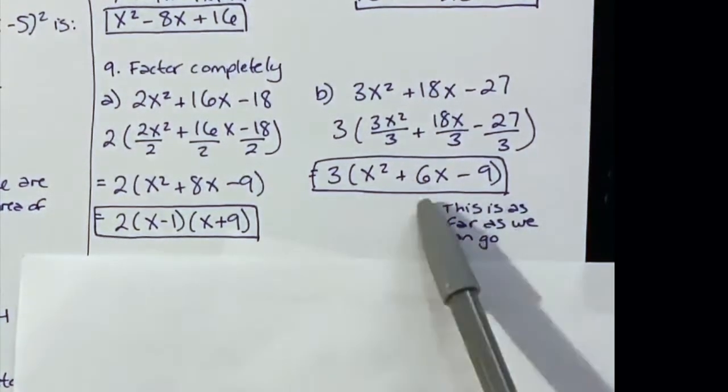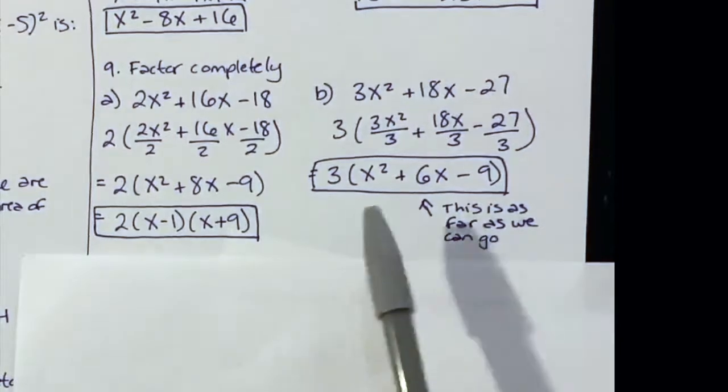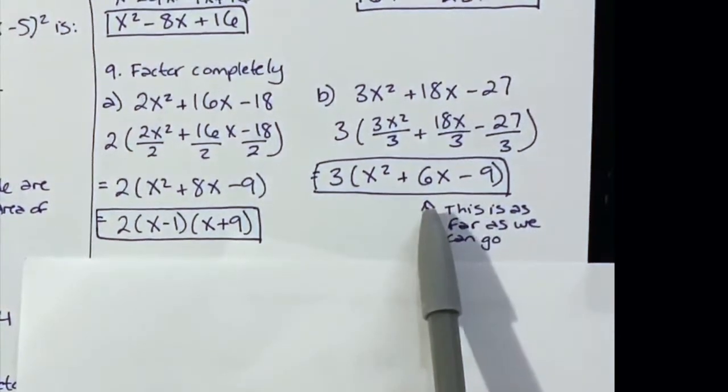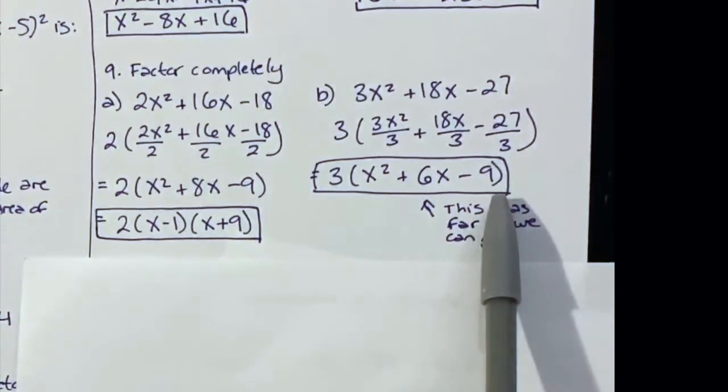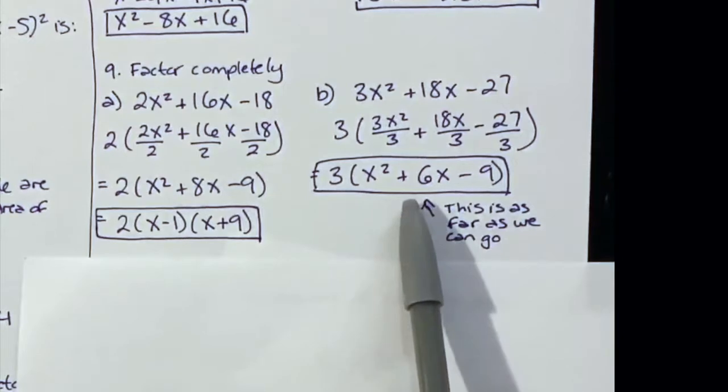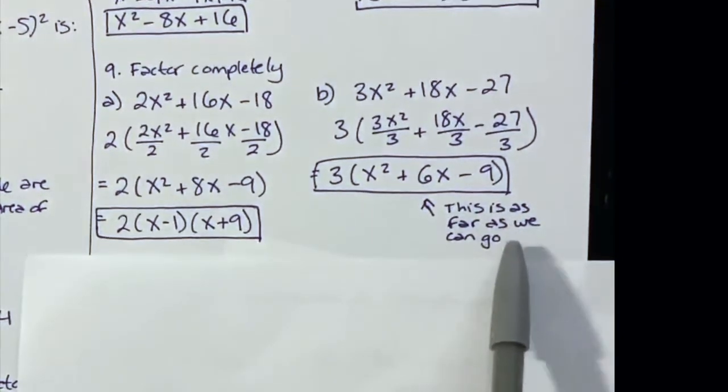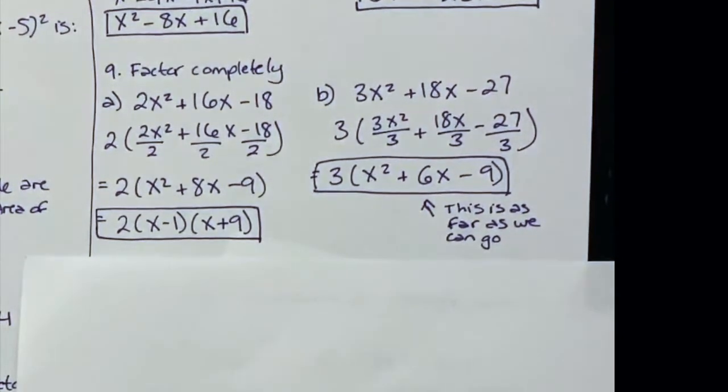Greatest common factor, leftovers. I cannot factor x squared plus 6x minus 9 because there is nothing that I can multiply to get me a negative 9 and add to give me a positive 6. It doesn't work, so this is as far as we can go. Not a trick question. This is just completely factored already.